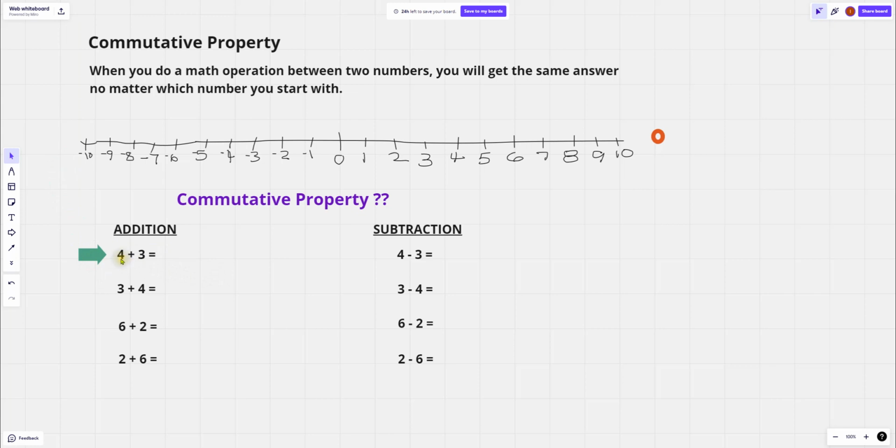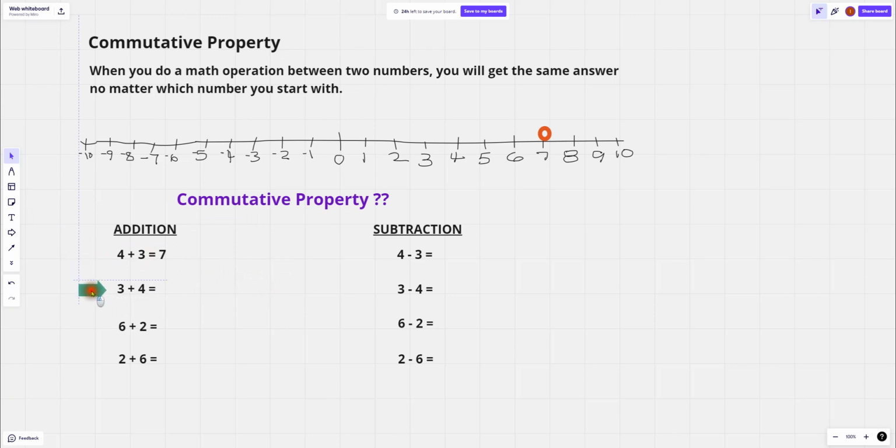We're going to add the numbers 4 plus 3. And I'm going to use my bouncy ball here on my number line to help us add. So let's find out what I get when I start with the number 4 and add 3. On our number line, we're going to start at 4 and we're going to go to the right 3 places. 1, 2, 3. And I end up at the number 7. That is my answer. So 4 plus 3 equals 7.